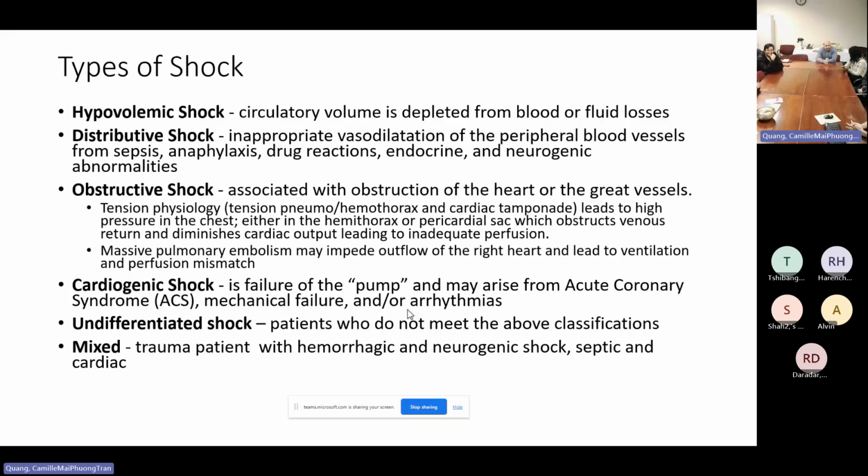And then cardiogenic shock, that's when the pump of the heart is failing. So the heart is failing to pump, which is different than obstructive, where the heart's okay, it just can't beat against that block. And then undifferentiated shock, patients who don't meet those above classifications. And then you can also have patients who have mixed shock. We get this a lot with our trauma patients. You can have hemorrhagic shock and neurogenic shock all in one, or hemorrhagic and septic, and then also you see a lot of septic and cardiac together as well.